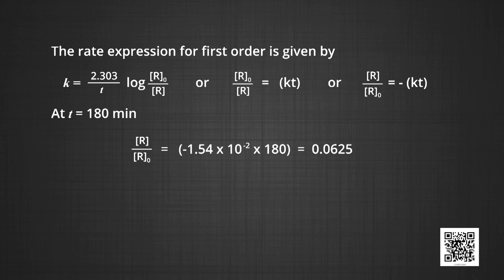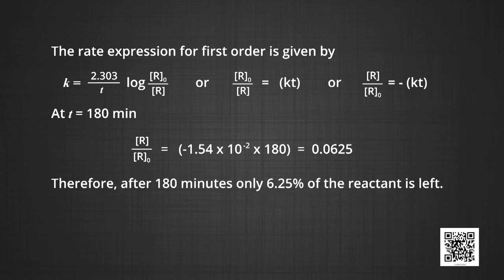At t is equals to 180 minutes, R by R naught is equals to exponent minus 1.54 into 10 raised to power minus 2 into 180. Calculation, and it will come out to be 0.0625. Therefore, after 180 minutes, only 6.25% of the reactant is left.